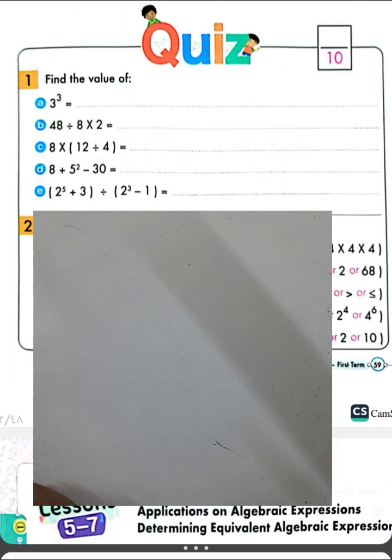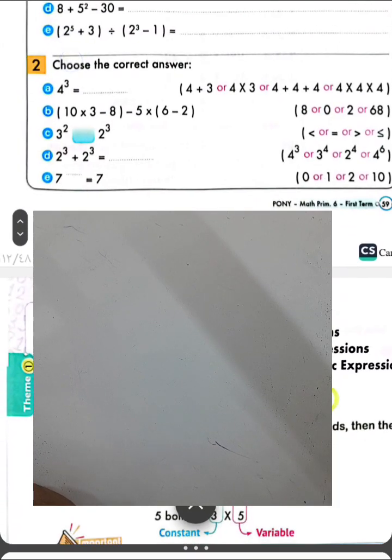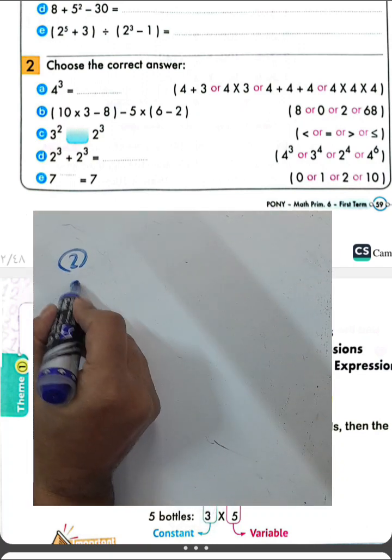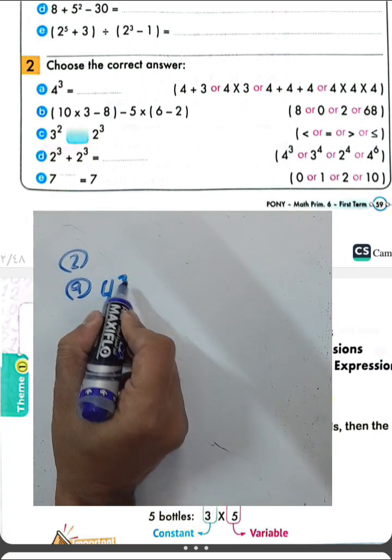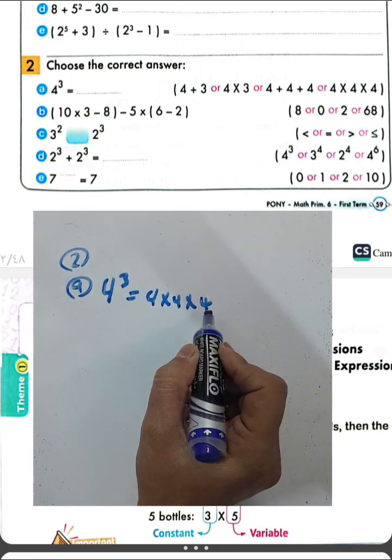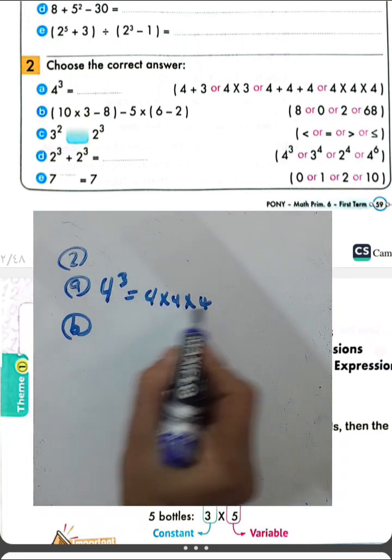Next, question number 2. Choose the correct answer. Letter A: 4 power 3. It will be 4 times 4 times 4, which is 64, okay?